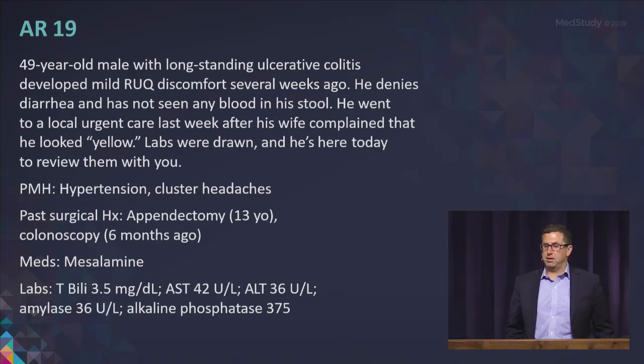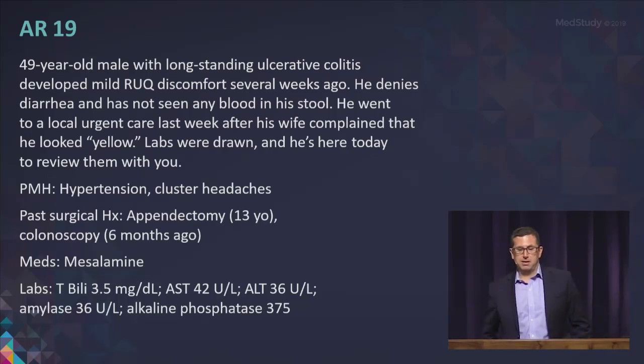A 49-year-old male with longstanding UC developed mild right upper quadrant discomfort several weeks ago. He denies diarrhea and has not seen any blood in his stool. He went to a local urgent care because his wife said he looked yellow. Labs were drawn, and he's here today to review it with you. And you can see here that his bilirubin is elevated, as is his alkaline phosphatase.